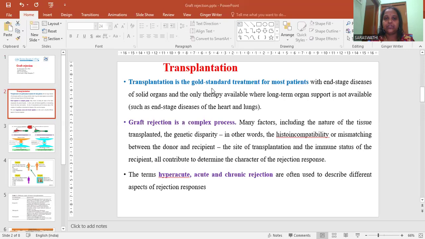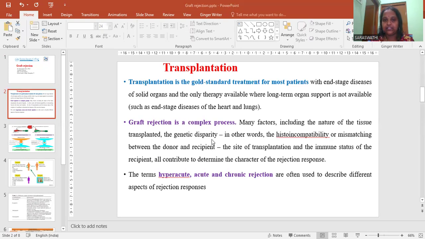So with transplantation of different organs, like the liver, pancreas, kidney, or the lungs, it leads to immunological activation against the graft, because our body recognizes the donor tissue as foreign particles and it severely damages the donor tissue. That is referred to as graft rejection. It is a complex process. It is not a simple process. Many factors affect graft rejection.